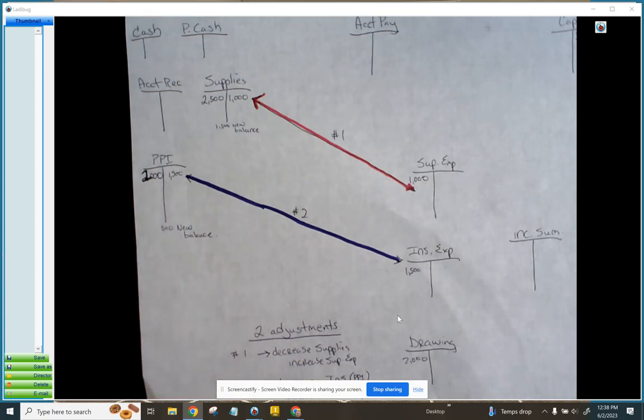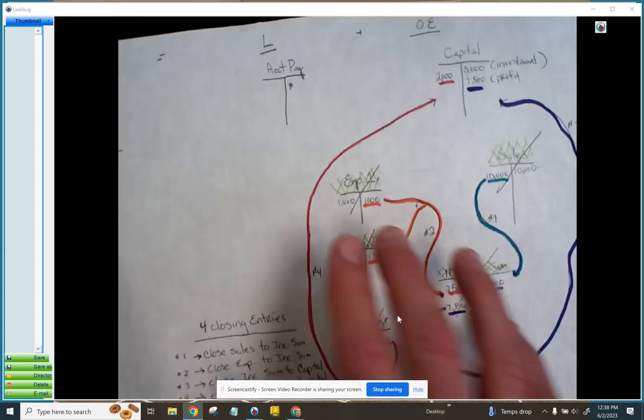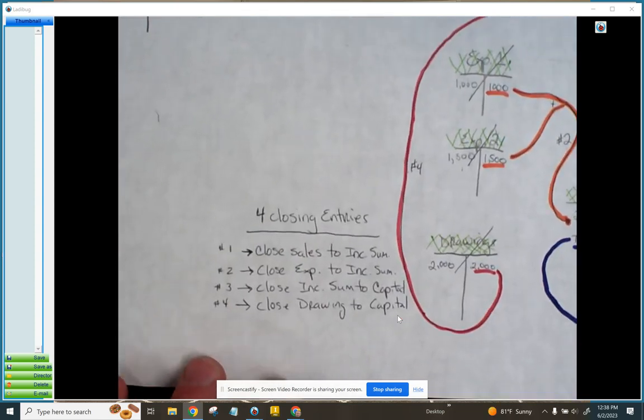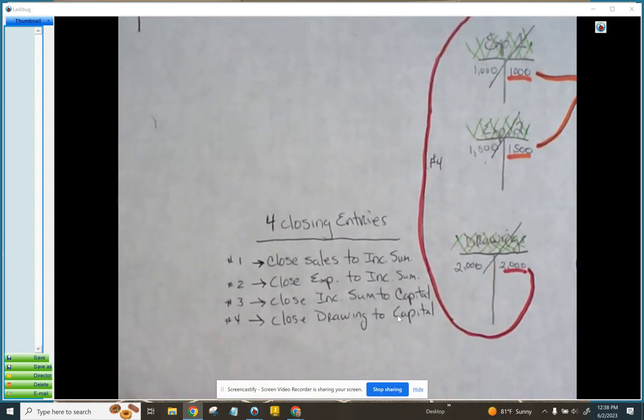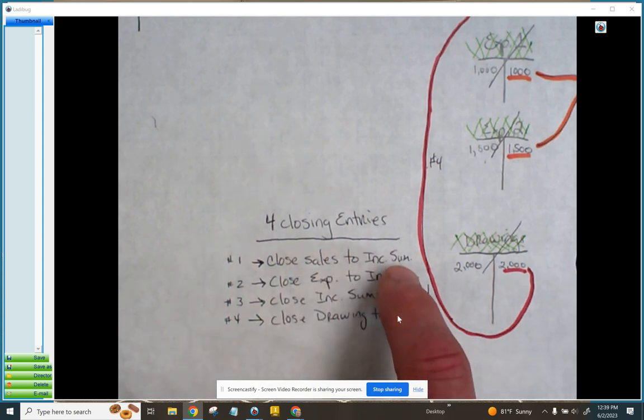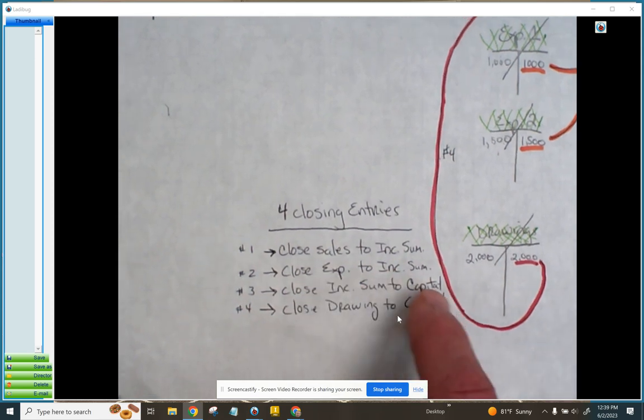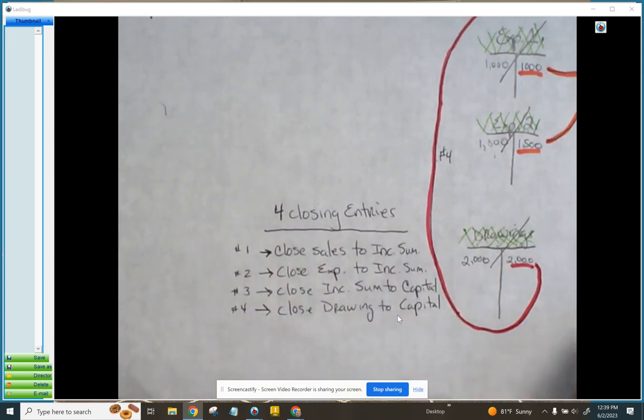Closing entries are color-coded and highlighted and listed here. There are 4 closing entries. They're all temporary accounts that are closing out. Sales, expenses, income summary, and drawing are your 4 types of accounts that need to get closed out. There's 4 closing entries. Each entry involves one of those. Sales close out to income summary, expenses close into income summary, income summary closes into capital, and then drawing closes into capital.